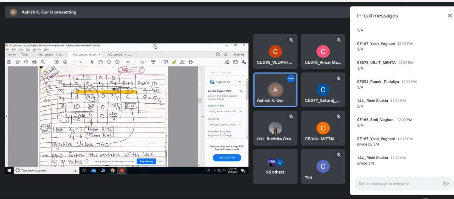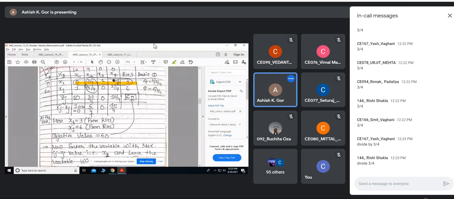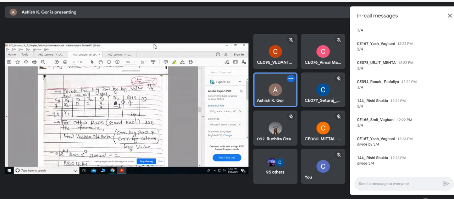It is easy to understand, right? So 0 will remain 0. 3 by 4 will become 1. 1 will become 4 by 3. Minus 3 by 4 will become minus 1. And this 3 will become 4. Okay. So 0, 1, 4 by 3, minus 1 and 4.